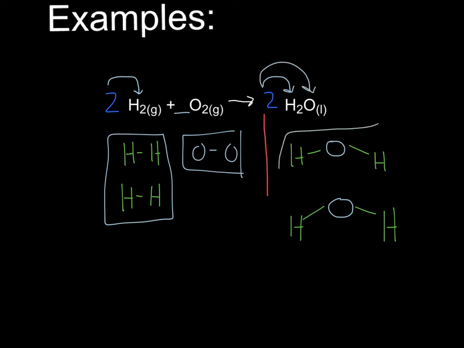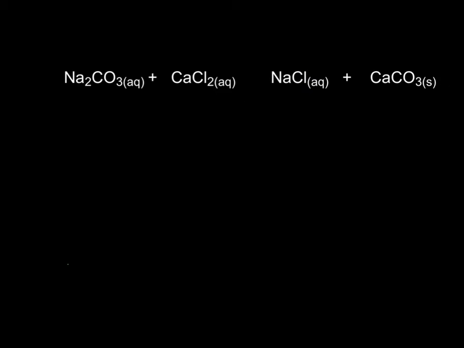And if you take a look in the diagram here, that's exactly what we have. We have a total of 4 hydrogens and 2 oxygens. All right, here is our original equation that we started out with from station 1. Sodium carbonate reacts with calcium chloride to produce sodium chloride and calcium carbonate.